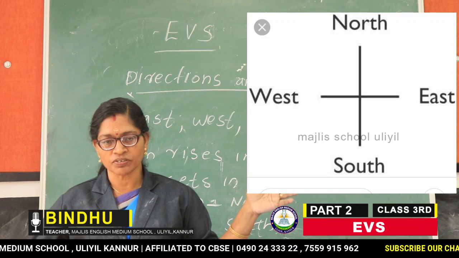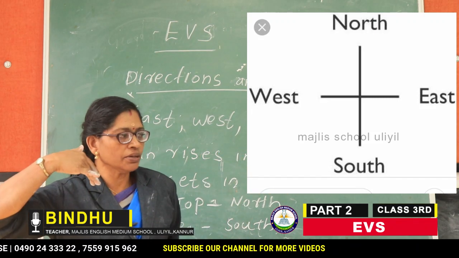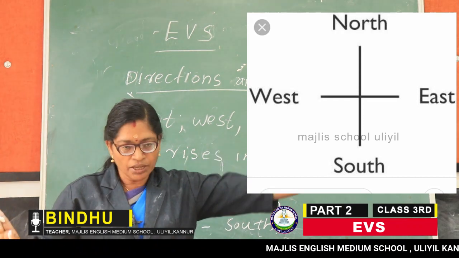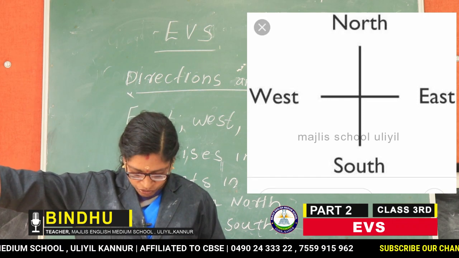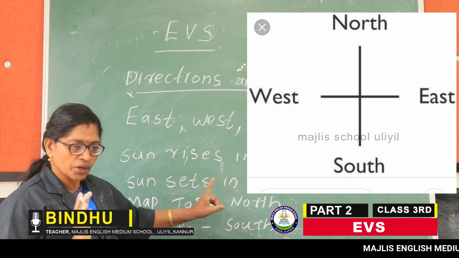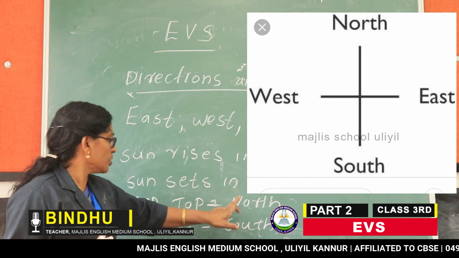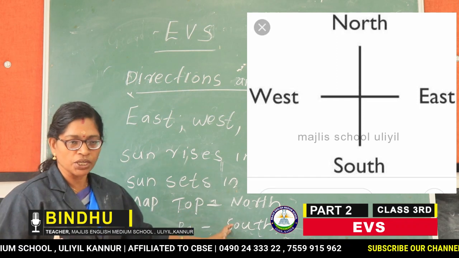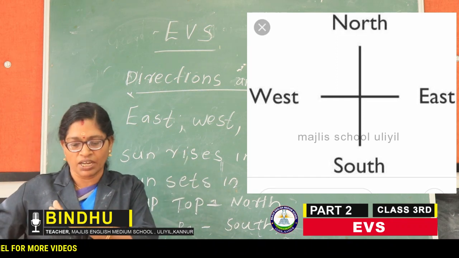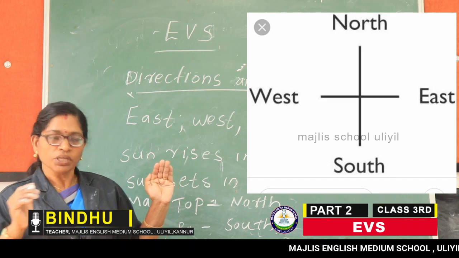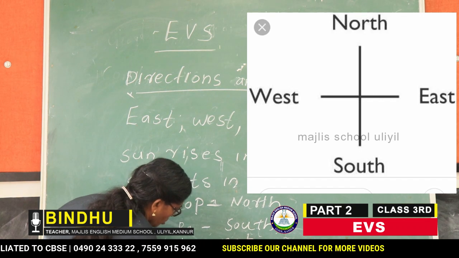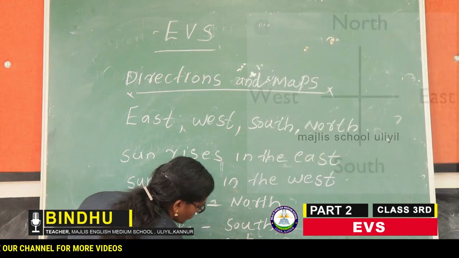On facing the rising sun, your front should be east, behind west, the left side north and the right side south. On a map, the top shows the north and the bottom shows the south. Then the left shows the west and the right shows the east.